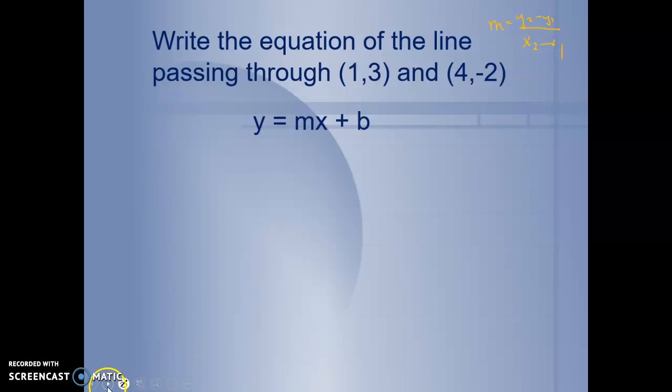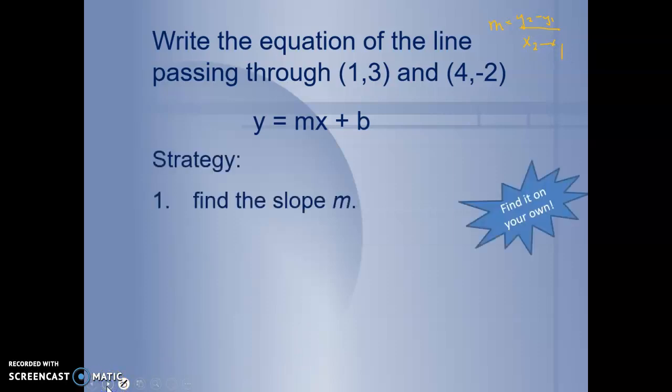Plug in those numbers and hopefully you find this as the slope. Right, -5/3 is our slope. If you didn't get that, go back and check your work, especially those negatives there. That -2, make sure that didn't mess you up. Right, so now we know the slope, but we still don't know the y-intercept. So we can plug in one of these values, either of those.